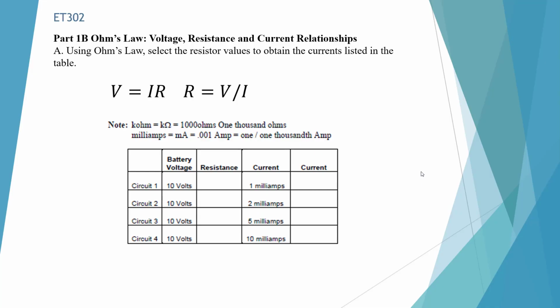And that's all. Here's part 1B of our lab, and we're going to do the same thing. We're going to figure out what the resistance is, but this time we're using milliamps. So 10 volts over 1 milliamp is going to be 10. But since it's milliamps, we are going to use K ohms.